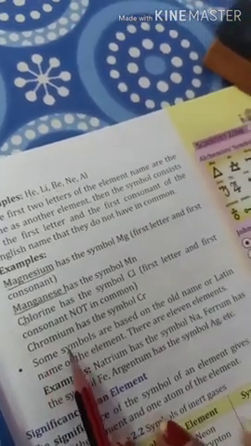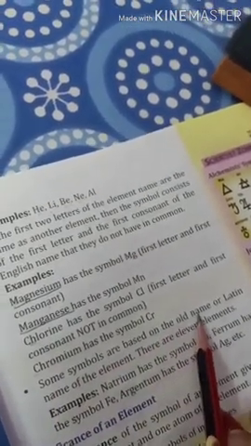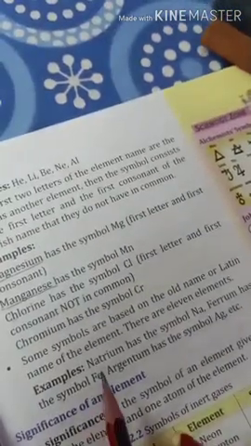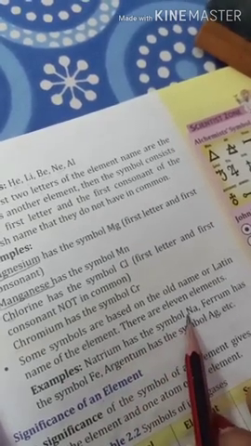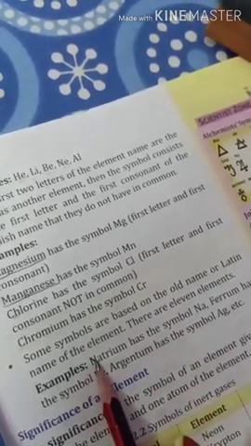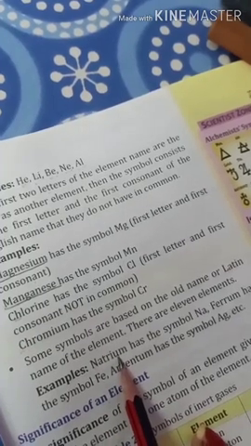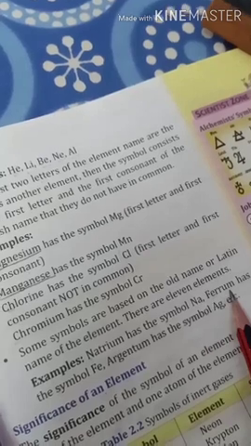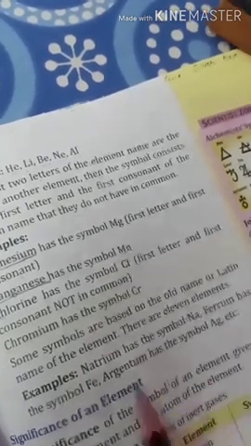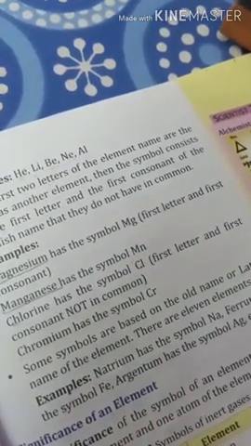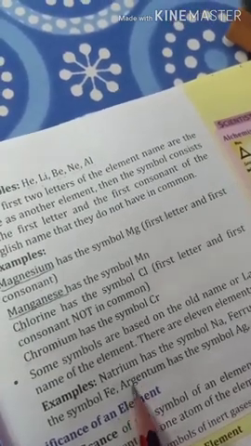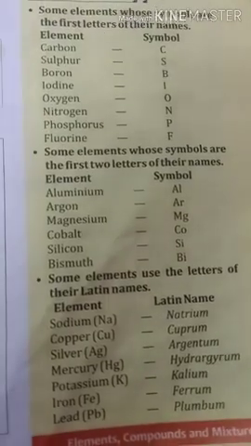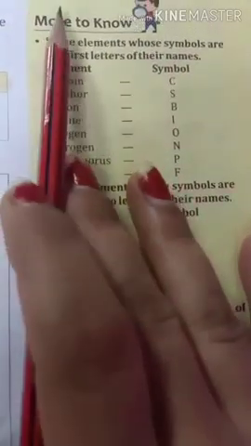Next point is, some symbols are based on the old name or Latin name of the element. So these are like, natrium has a symbol capital N small a. Natrium is a Latin name of sodium. Then ferrum, ferrum is a Latin name of iron and its symbol is capital F small e. Then the Latin name of silver is argentum and its symbol is capital A small g. These points we also have written over here.